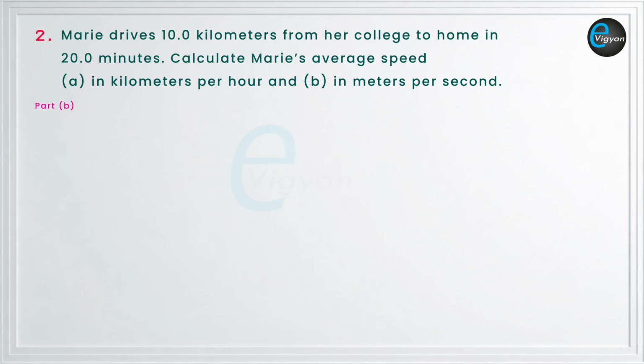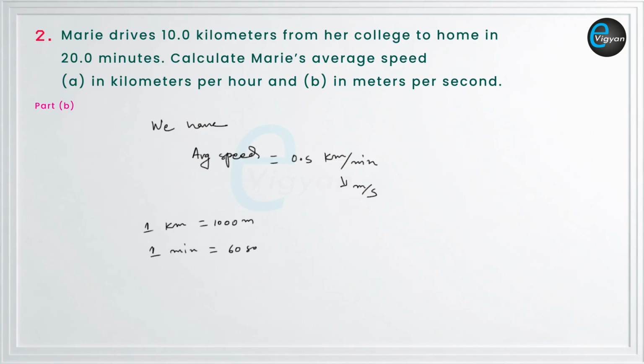Now let's solve part B. We have average speed equals 0.5 kilometers per minute. In this part, we want to convert kilometers per minute to meters per second. For this, we need to multiply it by a suitable conversion factor. Since 1 kilometer equals 1000 meters and 1 minute equals 60 seconds, therefore average speed equals 0.5 kilometers per minute times 1000 meters per kilometer times 1 minute per 60 seconds, which equals 8.33 meters per second.